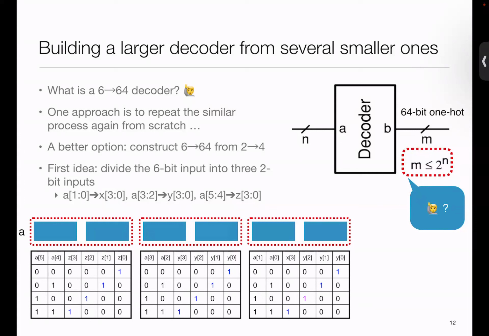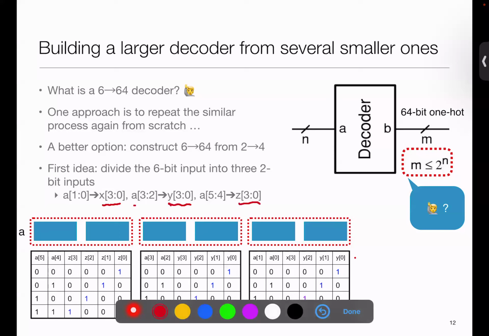Our 2 to 4 decoder would yield a truth table like the one we saw a couple of slides ago. So for each of these, we have the 3 truth tables. Whenever A0, A1 is 0, 0, then imagine the decoder which is decoding these 2 bits. Actually, there's a typo out here. This should be X.